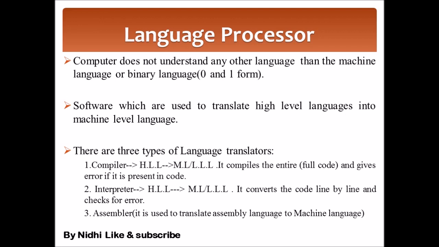Okay, interpreter, it converts instructions line by line, and if an error is there, it will not proceed further. It will stop there only, and until you rectify the error, it will not move to the further line. Assembler is a type of translator that translates assembly language into machine language. Machine language has three names, that is machine language, low level language, or binary language. Okay, so this is all about language processors. Now you see this video to get it more clear about the programming languages and language processors.